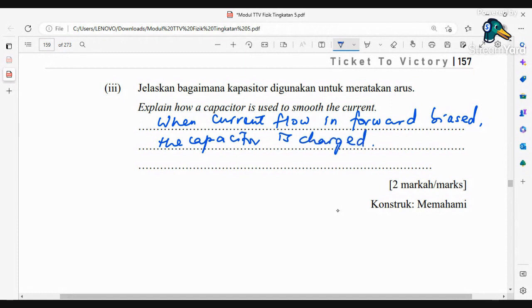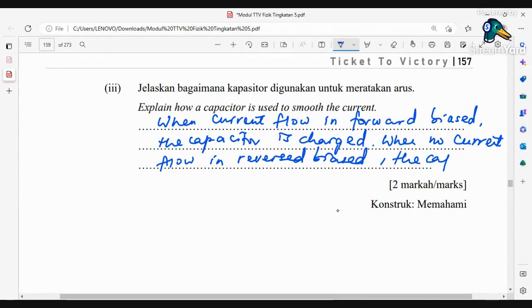Okay, charge. Bila ada current flow, forward bias, dia akan charge. When no current flow, current flow, in reverse bias, the capacitor will be discharged.